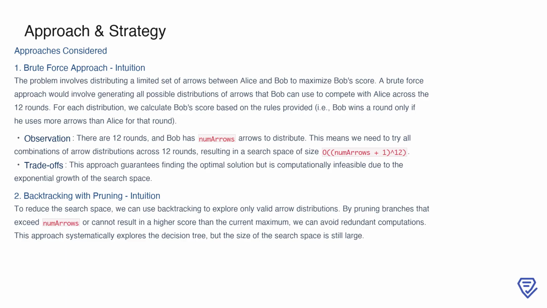To improve on this, we could consider backtracking with pruning, where we explore the decision tree of arrow distributions but eliminate branches that exceed the number of arrows or cannot lead to a higher score than the current maximum. While pruning helps reduce the computational load, the search space is still exponential, so this method remains impractical for large values of numArrows.